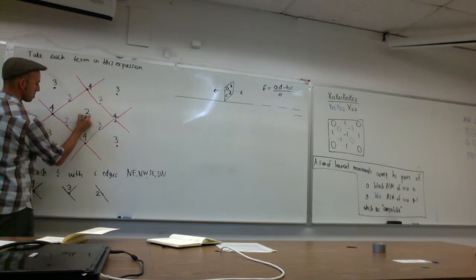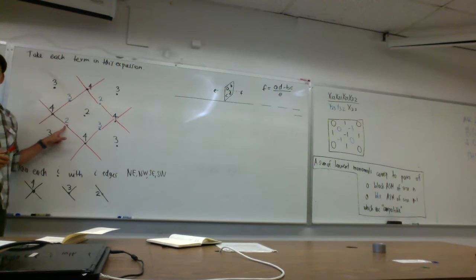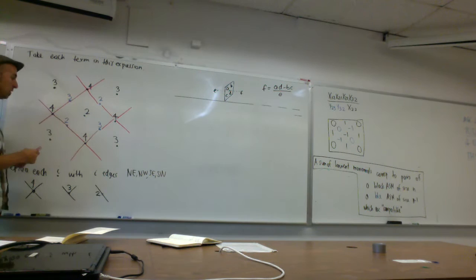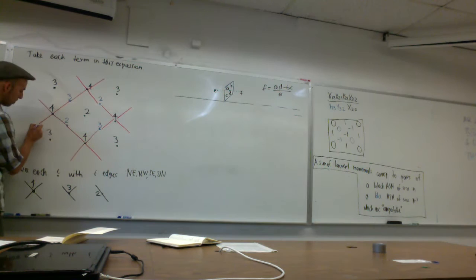Okay. What should I do next? Well, you see, this guy already has 2 edges. So I cannot draw this one, and I cannot draw this one. So therefore, because this guy is supposed to have 3 edges, but I cannot draw this one, I have to draw this, I have to draw this, I have to draw this.